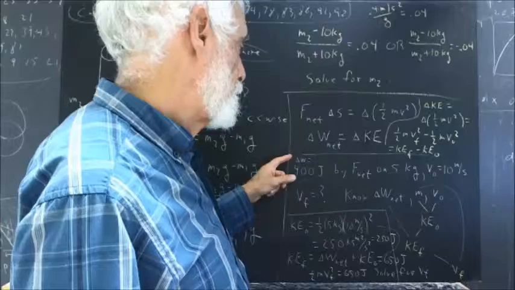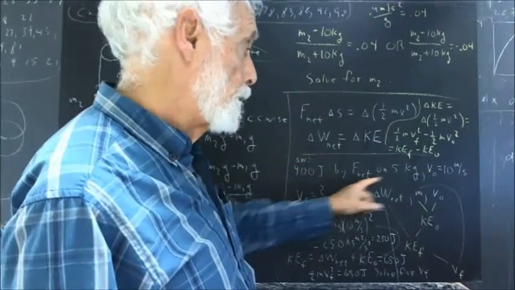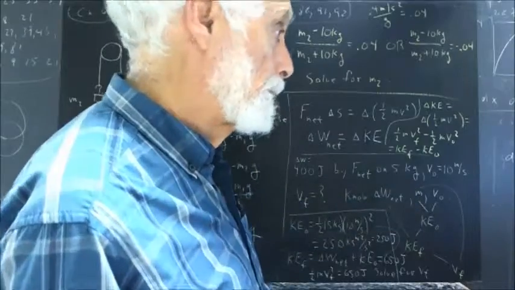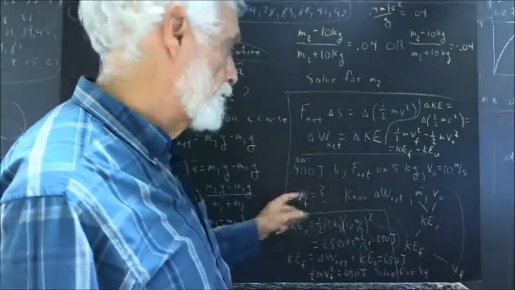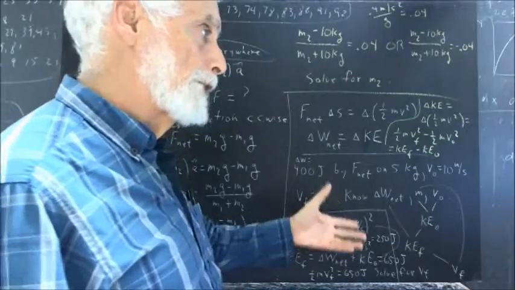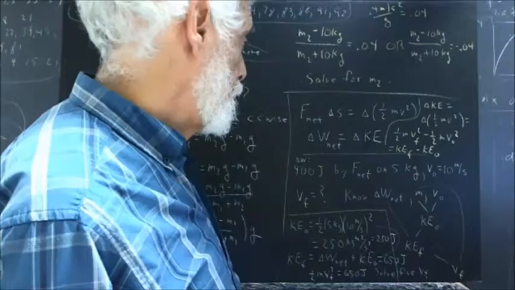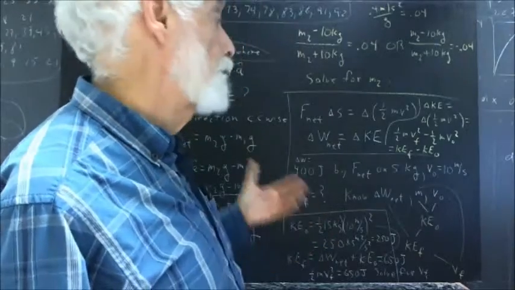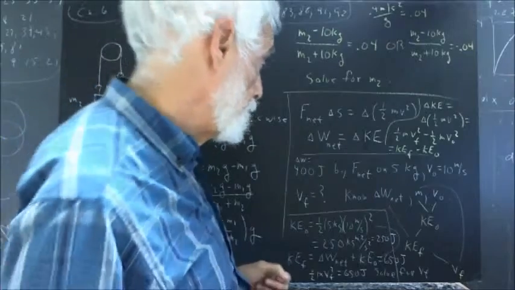if work of 400 joules is done by a net force on 5 kilograms with initial velocity 10 meters per second, then what's the final velocity? And you're asked to solve this without any recourse to the equations of motion. Well, you don't have enough information actually to use the equations of motion in this situation.